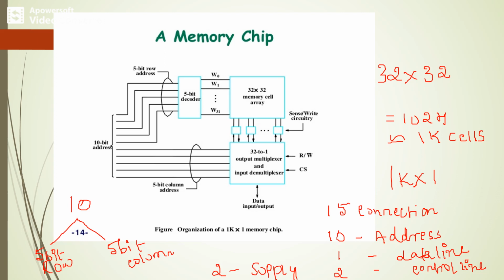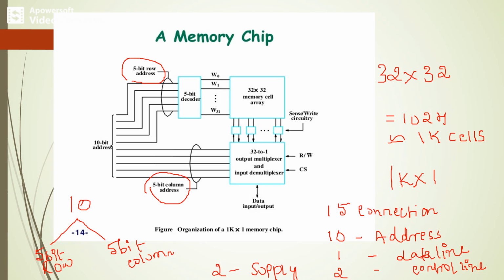The 5-bit row address selects a row of 32 cells, which are accessed in parallel. According to the 5-bit column address, only one of these cells is connected to the external data line by the output multiplexer and the input demultiplexer.